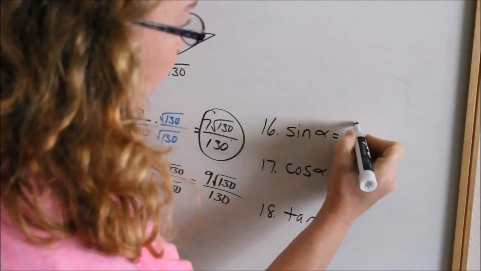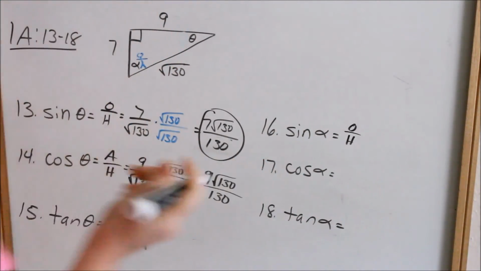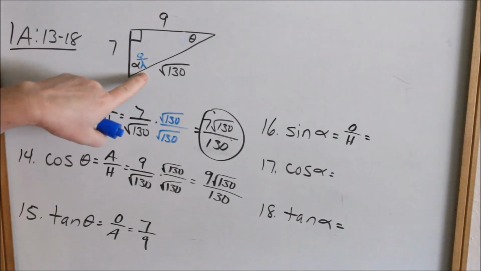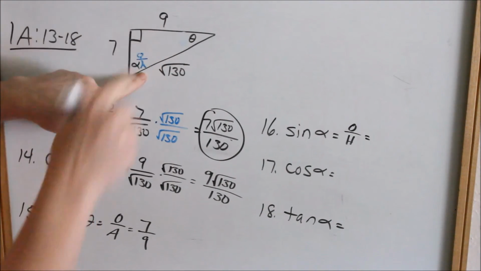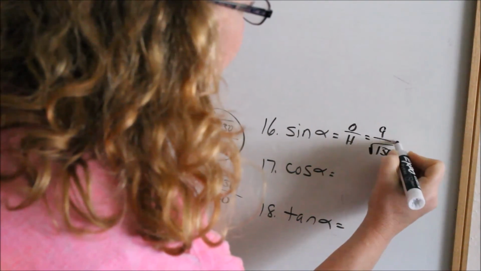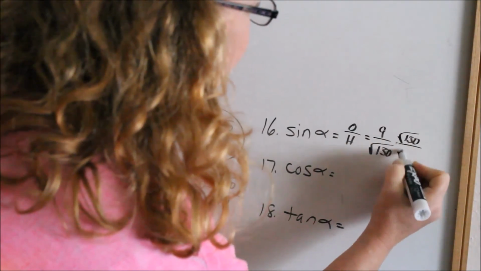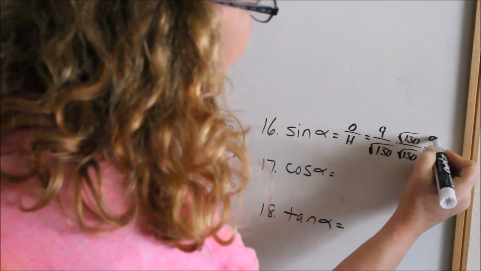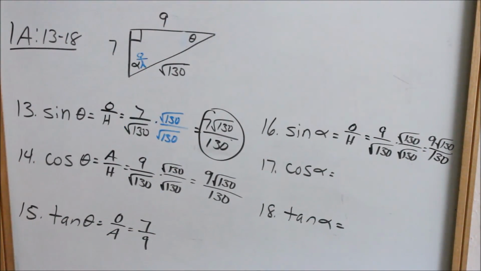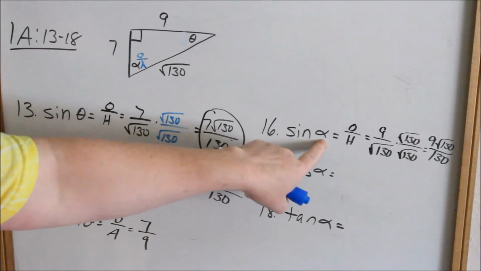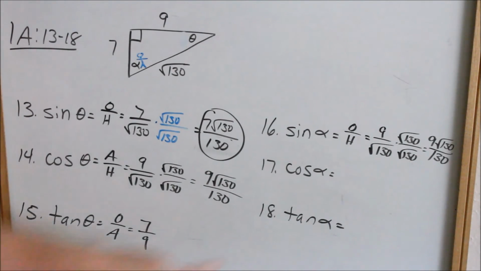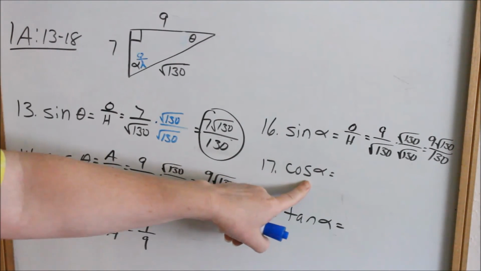Sine is still opposite over hypotenuse. The definition of sine, cosine, and tangent does not change. It just depends on where you're standing. So if I'm standing at alpha, I want the side opposite of me, which is the 9. And then the hypotenuse is still the square root of 130. Getting rid of the radical in the denominator, multiply it by itself, and that would equal 9 square root of 130 all over 130. Remember, sine of alpha should be the cosine of the other angle. Those should match. Cosine of alpha should match the sine of the other angle, but we're still going to go through the motions.